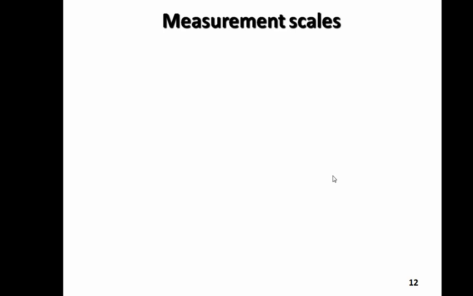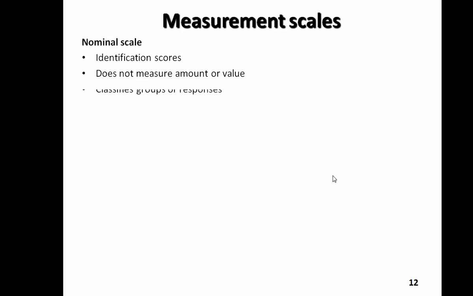We begin, on this slide, with an examination of such scales. At the most basic level is what's called the nominal scale. Nominal scales are used simply in an identification manner. The nominal scale does not actually assign value or an amount, but rather classifies groups or categories or responses.